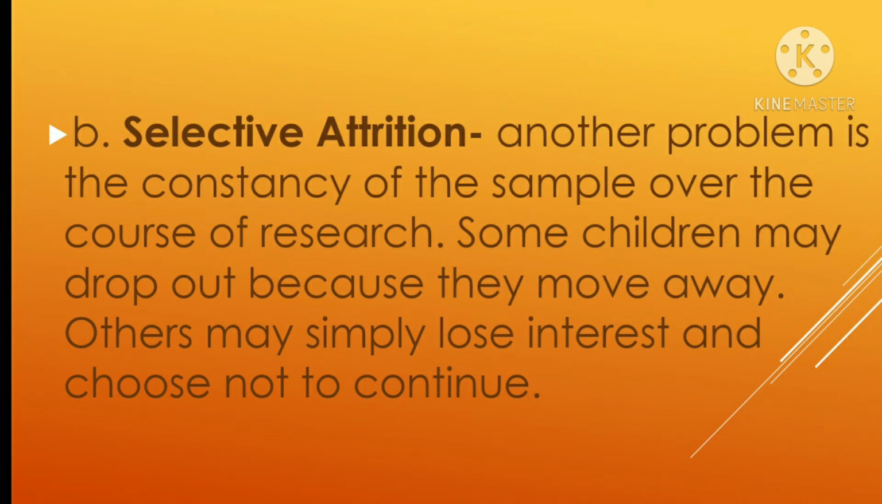Another problem is the constancy of the sample over the course of research. Some children may drop out because they move away. Others may simply lose interest and choose not to continue. Yes, the child that you are observing may drop out or move away in a specific phase, or the participant will leave during your research, or they lose interest to continue participating because it is not a short period of time. It takes time before your study will finish.